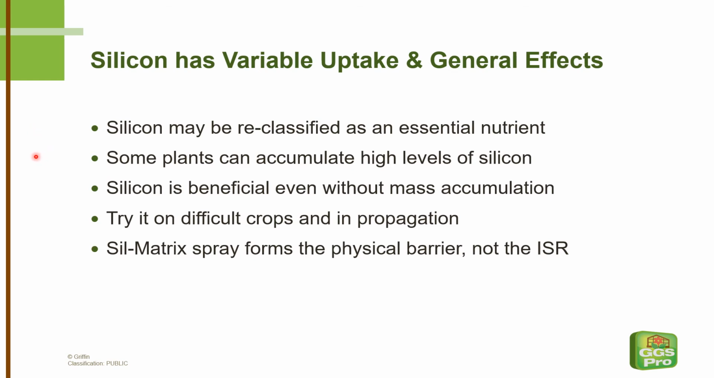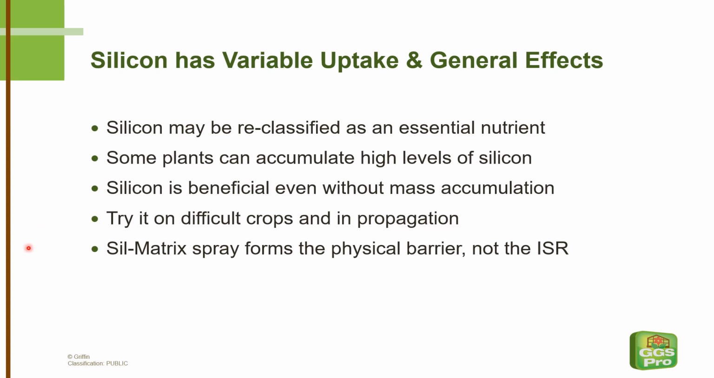We also know that some plants can accumulate really high levels of silicon. That would be on those exterior surfaces as well as under the cuticle of the plant. But even without mass accumulation, plants are subject to the beneficial effects of the silicon. That's been recently shown. So I would recommend that you try this on your difficult crops, and especially try it in propagation where desiccation is a big issue and the silicon can mitigate much of that.